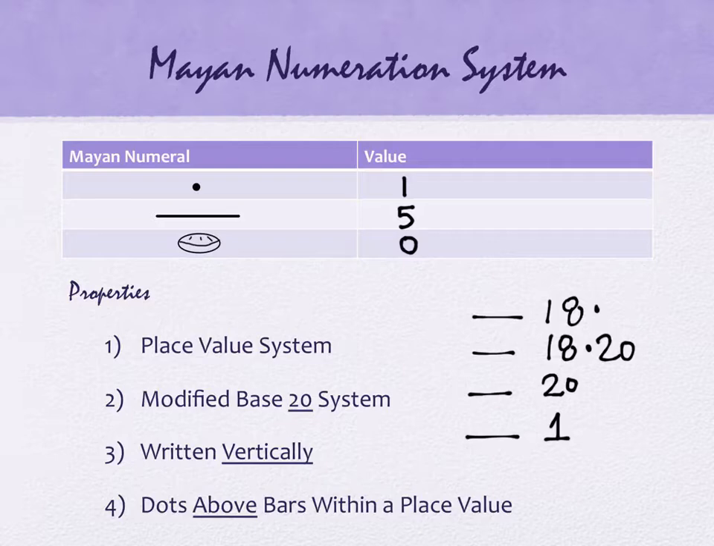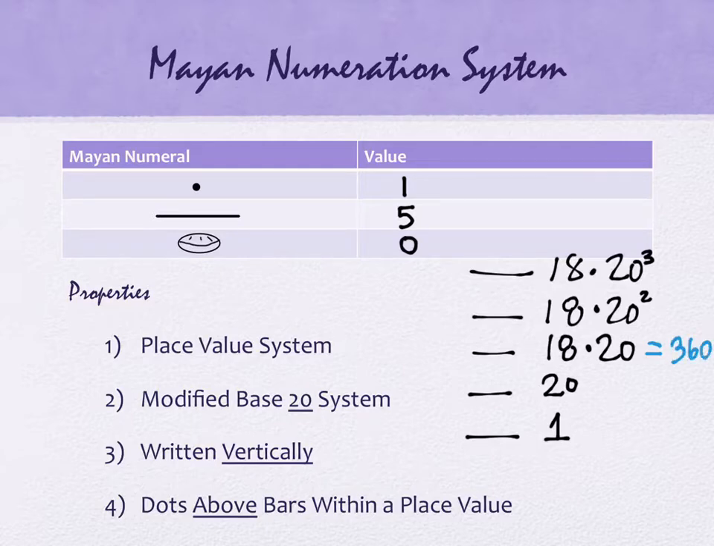And then I have 18 times 20 squared. And I'd have 18 times 20 cubed, and so on. So let's actually figure out, either in your head or on your calculator, what is 18 times 20 right here? Do you know what that is? 360 is right. Good job, Emma. 360.